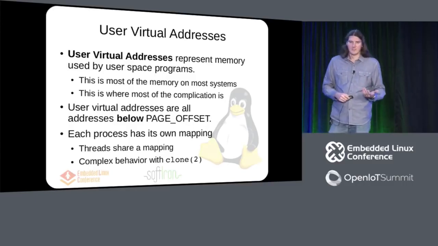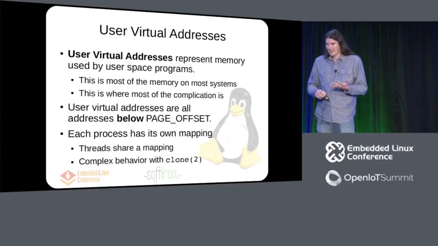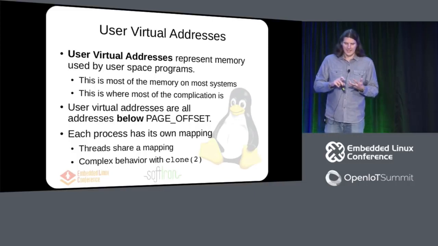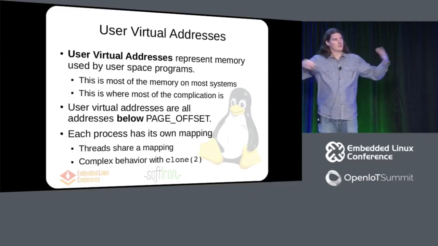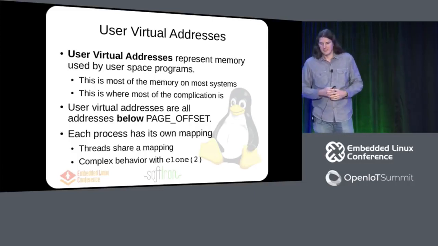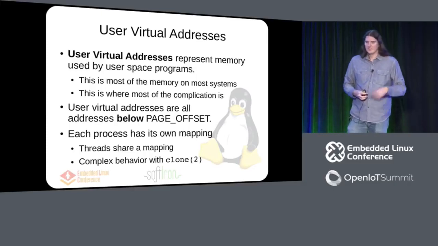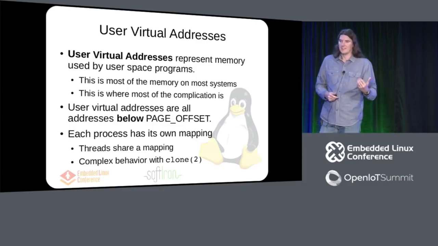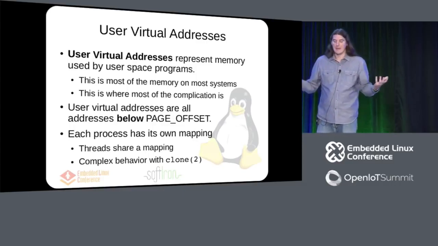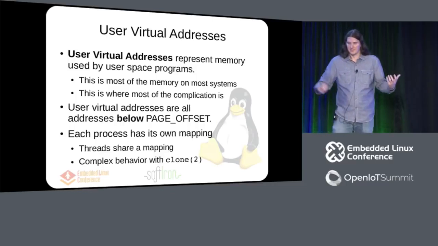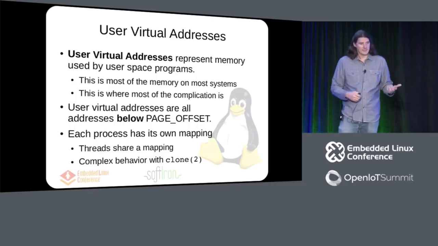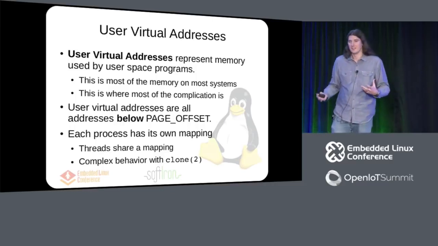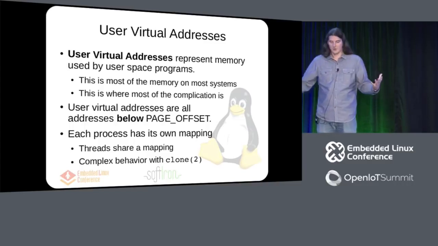And this is also where most of the complication is, because user memory is non-contiguous, it can be swapped out, and it has to be shared between many different user space processes. So user virtual addresses are all addresses below the page offset. And each process has its own virtual memory mapping that's separate from the other processes. Threads, of course, will share a mapping because threads of the same process share all of the same memory, of course, right?